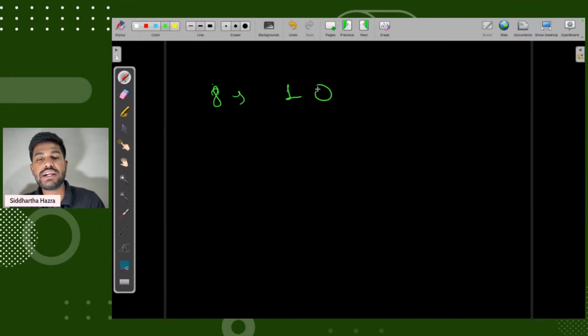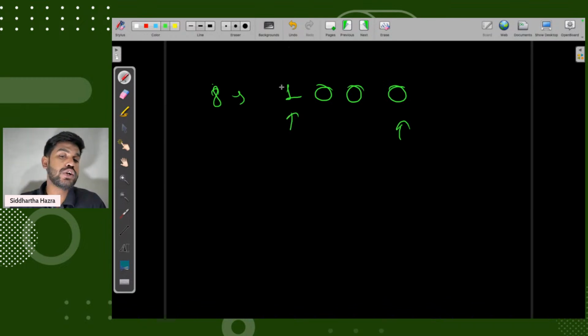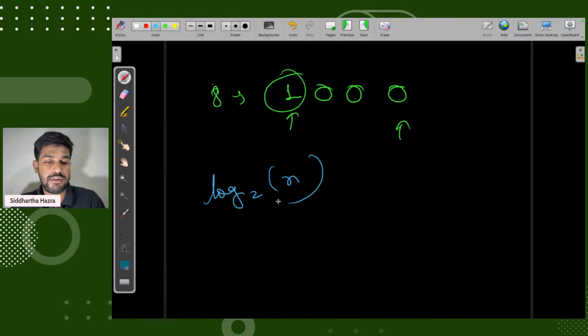So if the value is 8, then the value would be 2 to the power 0, 2 to the power 1, 2 to the power 2, 2 to the power 3. So if the value is 1 and you are iterating from the back, then you can see that at the last point you would get this. So I can see the time complexity of setting any of the bits is log base 2 n.